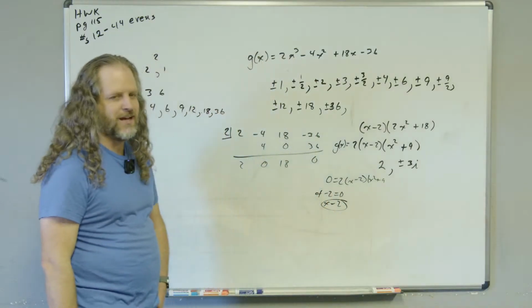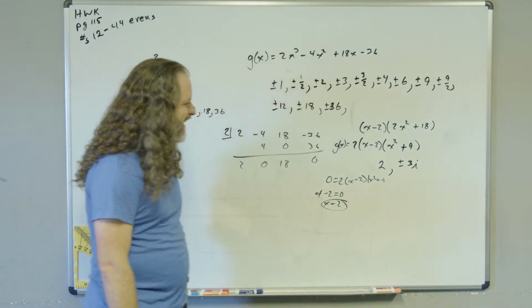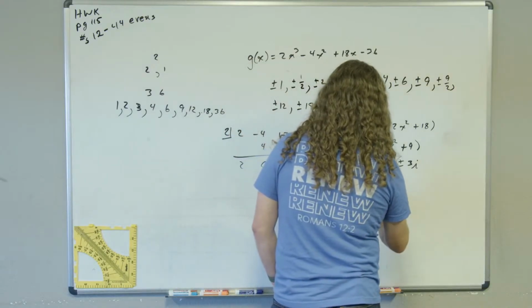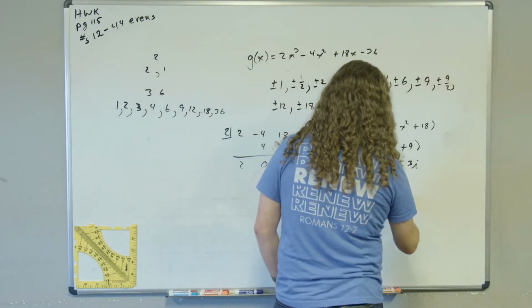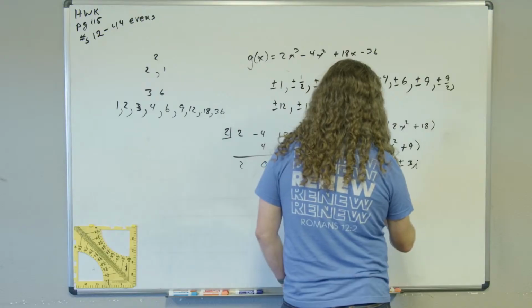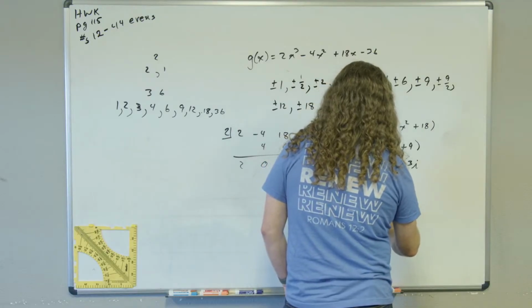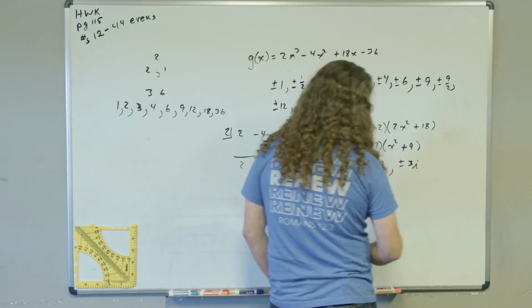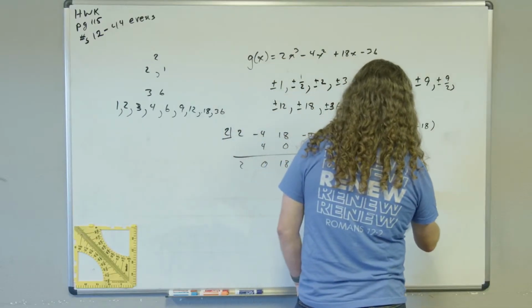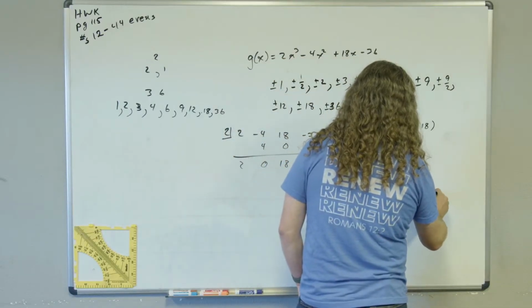And then x squared plus 9 equals 0. We subtract 9 from both sides. x squared equals negative 9. Take the square root of both sides. We end up with x equals plus or minus 3i.